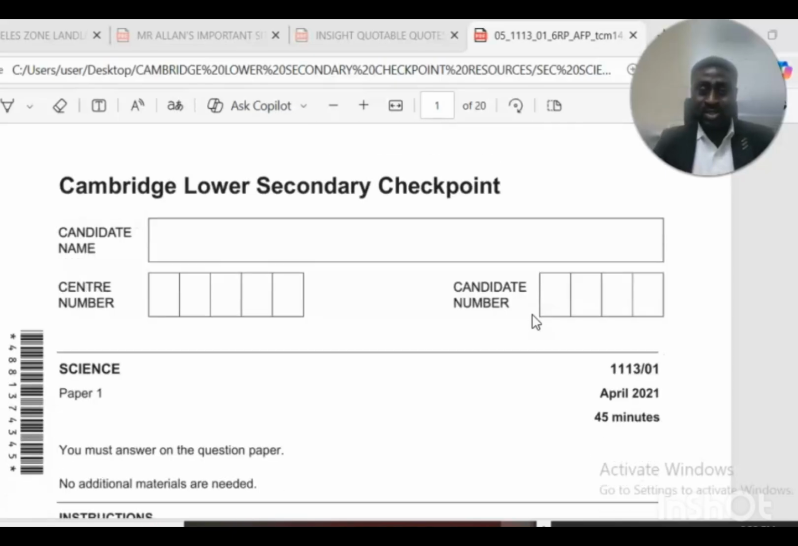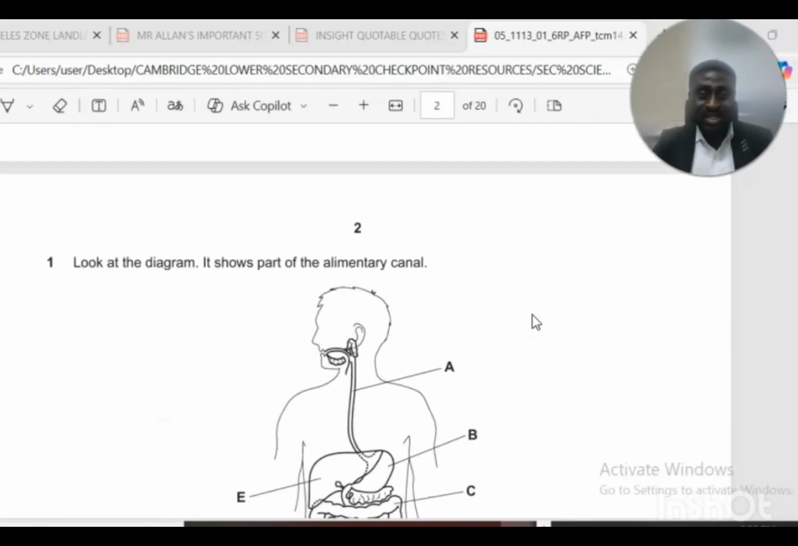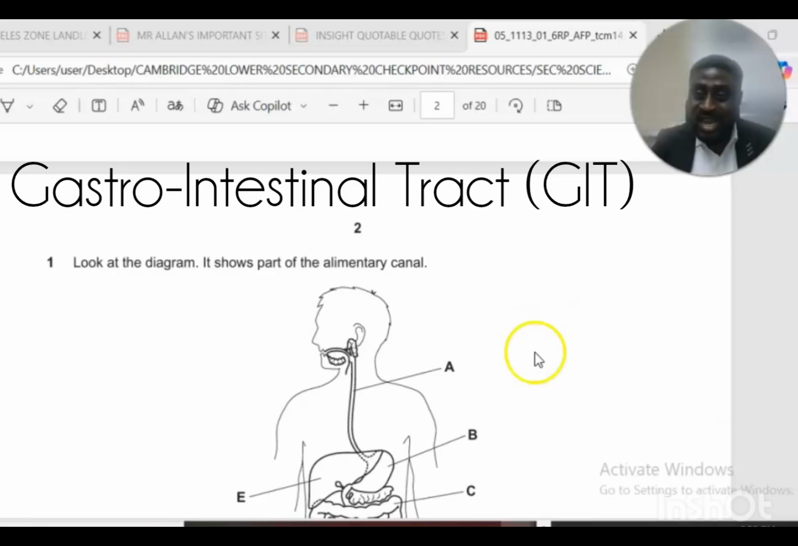So this reel is just a quick tidbit on how to answer science related questions, specifically the biology strand of the other strands of science. The question says, look at the diagram. It shows part of the alimentary canal. Do you know what the alimentary canal is? It has to do with the digestive system, or what we call the gastrointestinal system, GIT.